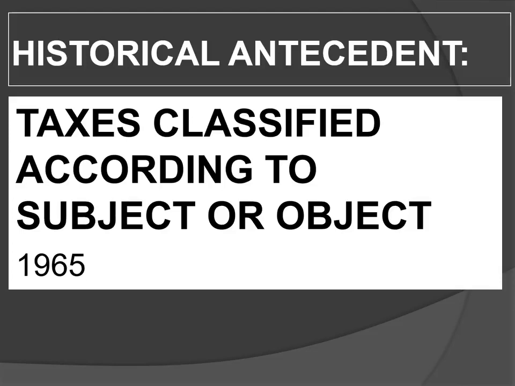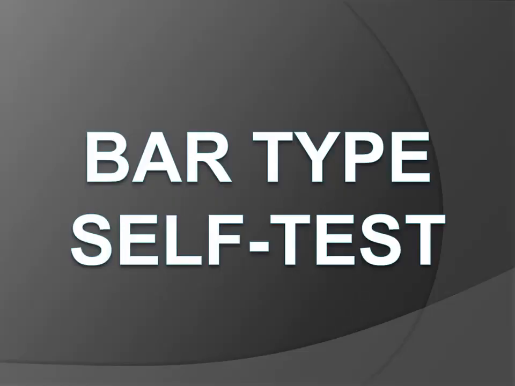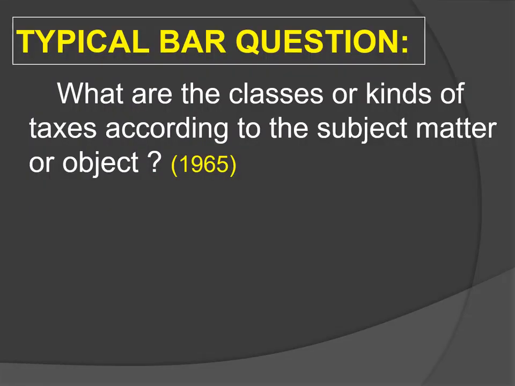What about the classification here? How many times has this been given in the bar? Only once. And the question was this: what are the classes or kinds according to the subject matter or object? And just nice to know.